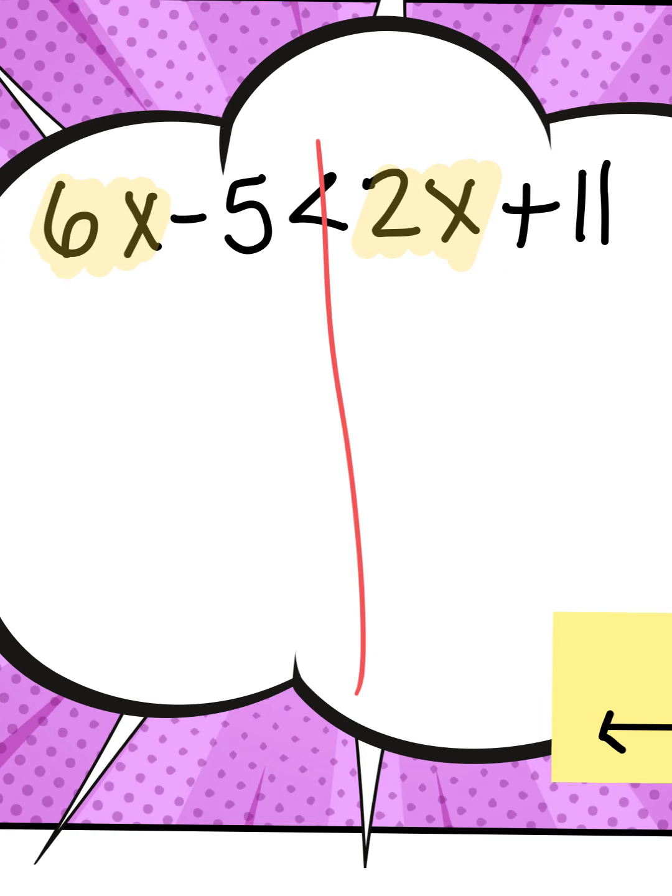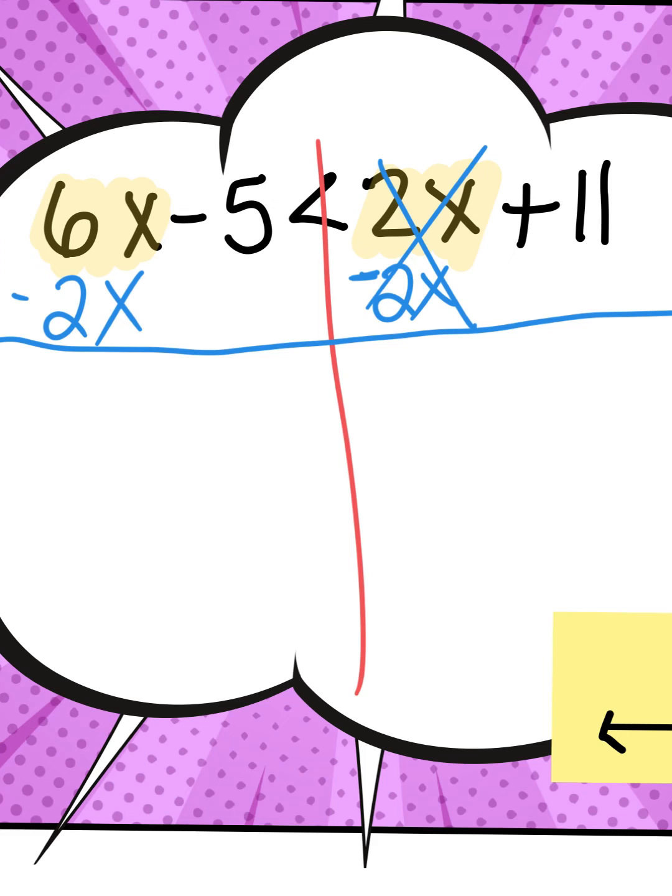So it's up to you which one you move, but personally, I would move the 2 x's so that everything stays positive. So I'm going to subtract, since it's positive 2x, to get rid of it and take it out of that room, I have to subtract 2x. It goes away. I do it in the other room, so I combine it with the 6x. So I'm going to do 6x's minus 2x's is going to give me 4x's. And then this still says minus 5. And then the symbol says less than, and then I'm left with positive 11 on this side.